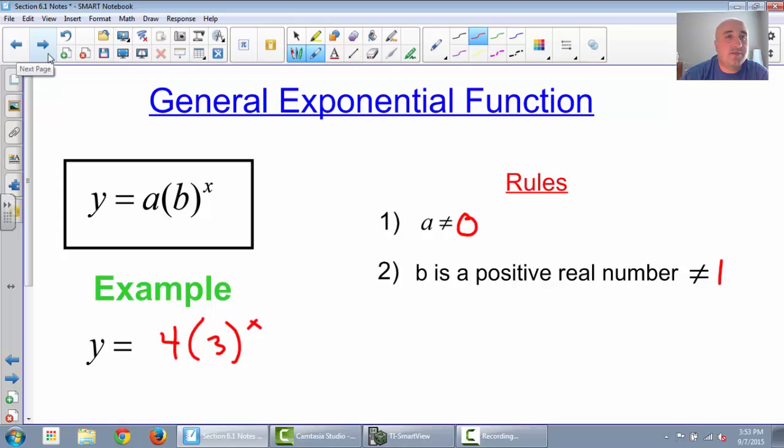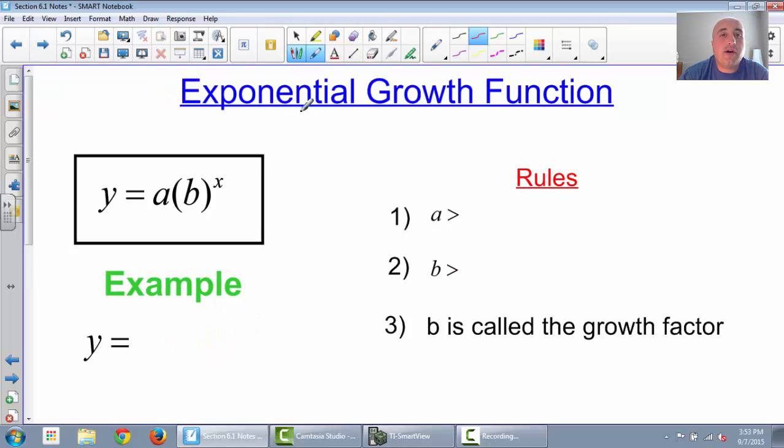All right, so there's two types of these exponential functions we're going to talk about. The first one is called an exponential growth. That's the one where from left to right it's getting bigger. Exponential growths have certain rules just like the general one does. In order for this to happen, a is greater than 0, and b is greater than 1. I meant to say b is greater than 1, not 0. Also, b, whatever's inside the parentheses, is called your growth factor. There's a vocabulary there. We'll talk more about that when we get to it. But the rules for exponential growth: a is greater than 0, b is greater than 1.